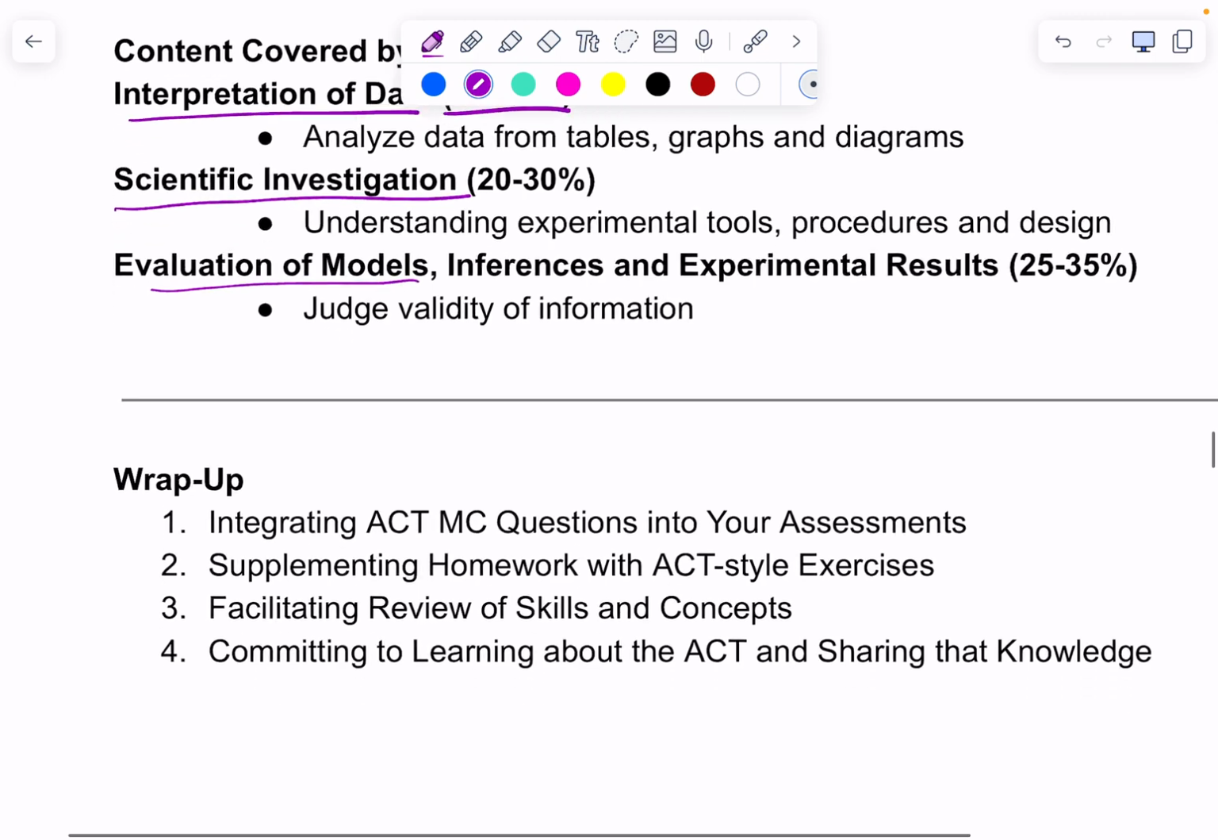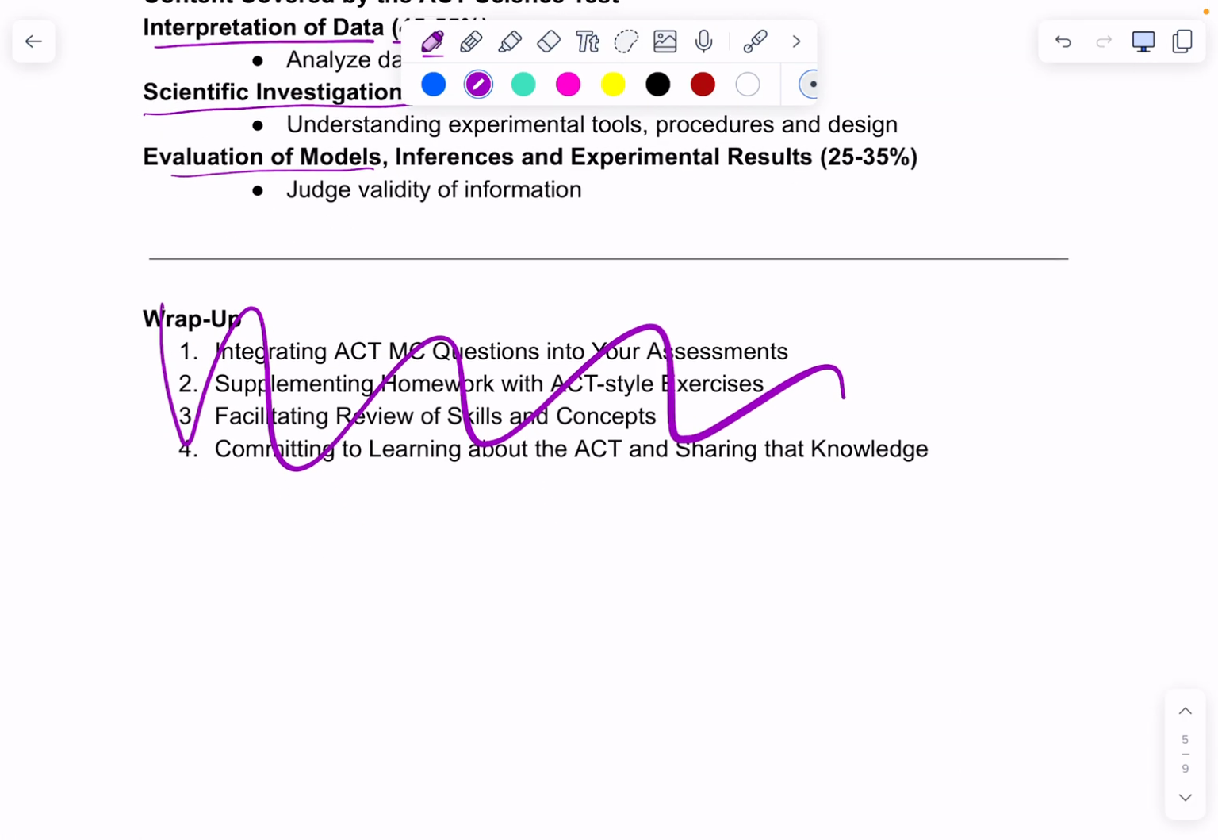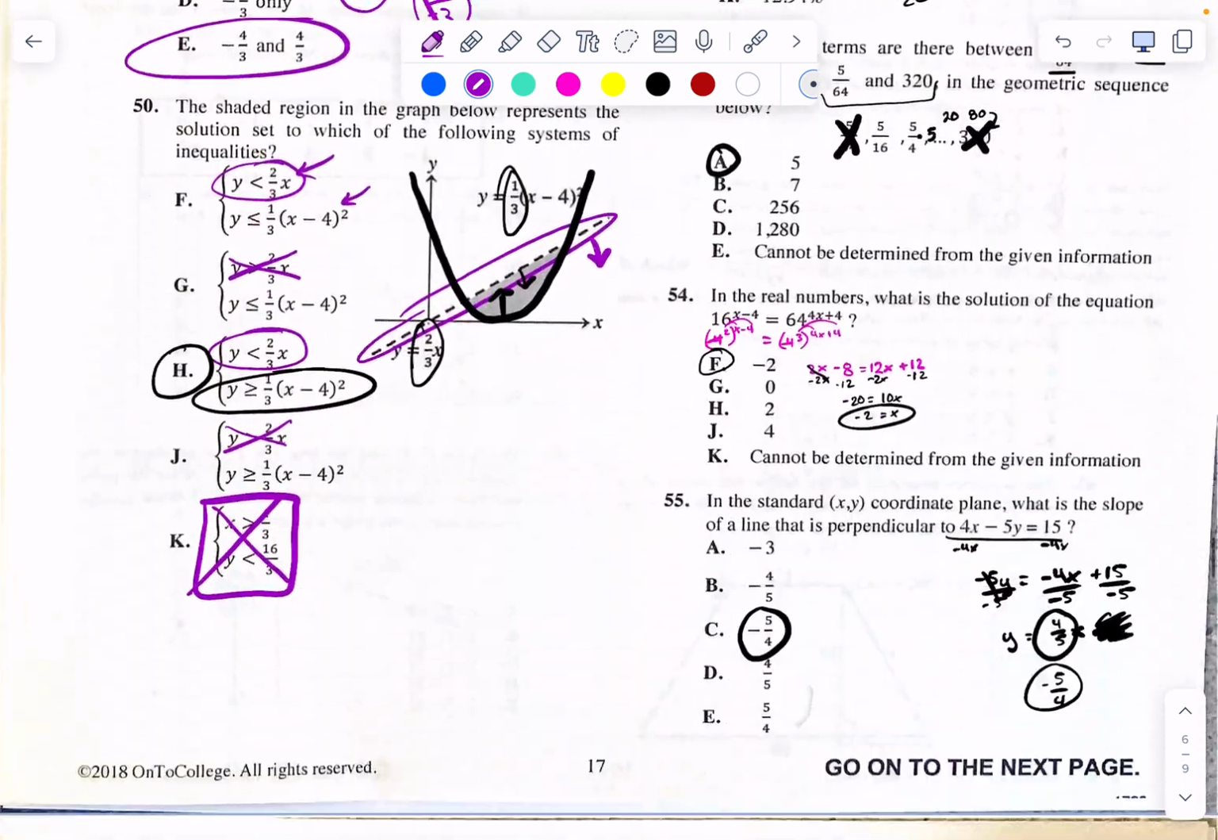Okay, final takeaways, wrap up. Integrating ACT multiple choice questions into your, okay, never mind, that's for me. You don't need to know that. Okay? All right, let's go to the last 5 questions. Here we go.